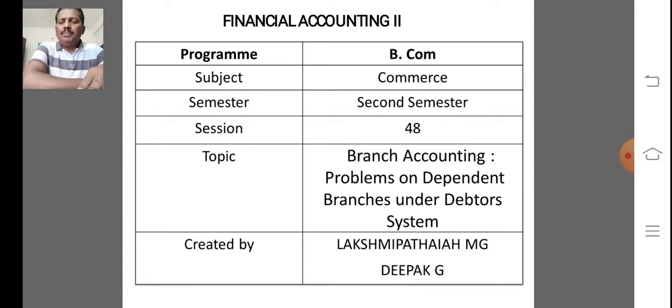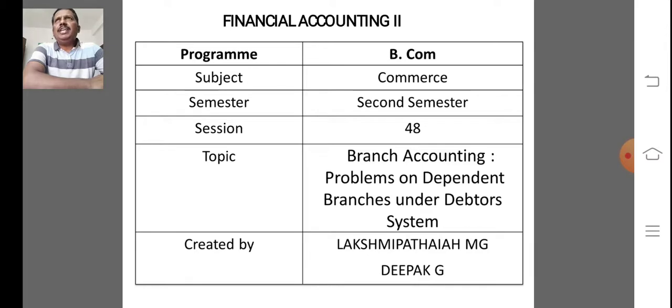Dear students, the value of fixed assets at the end of the accounting period must be shown after adjusting the depreciation. For ascertaining any missing information about branch debtors, like opening balance or collection from debtors or closing balance of debtors, a memorandum debtors account must be prepared. For ascertaining any missing information about branch creditors, like opening balance or payment to creditors or closing balance of creditors, a memorandum creditors account must be prepared.